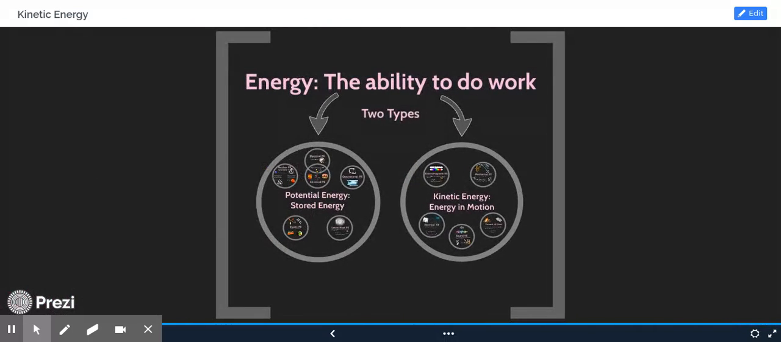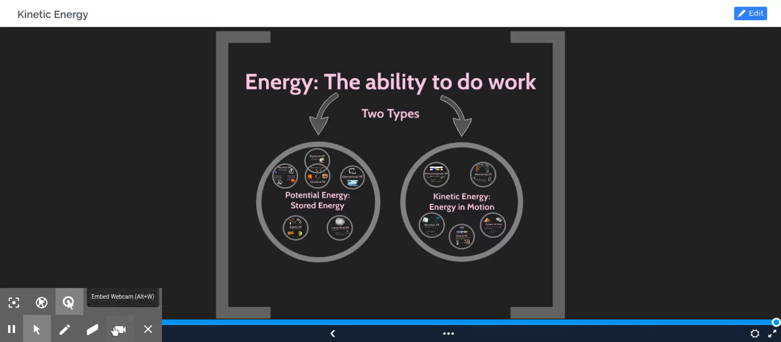Okay, so that's an overview of the types of energy, potential and kinetic energy. Good luck learning more about it. And really, what you want to think about is how energy is transformed from one form to another.